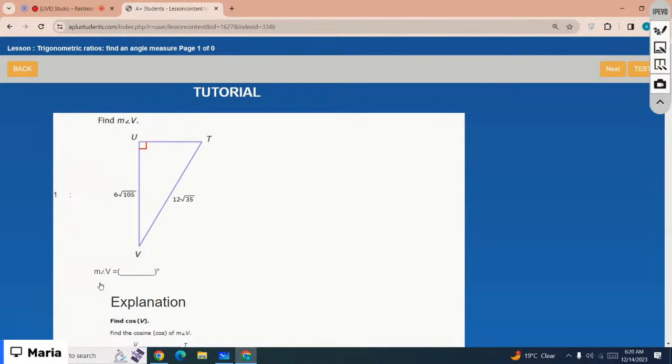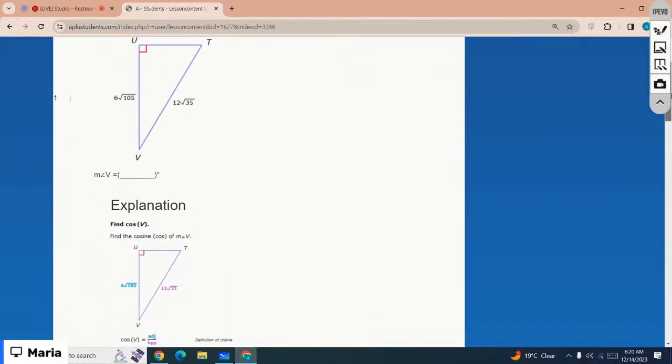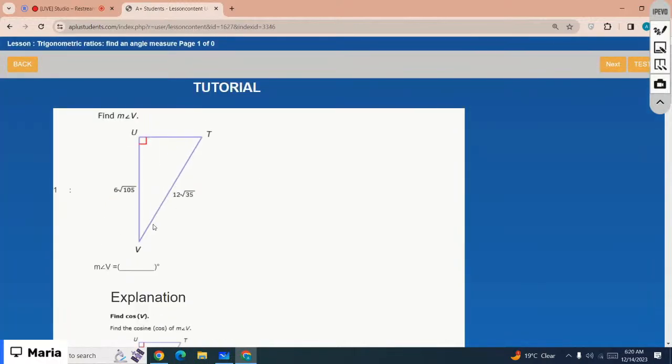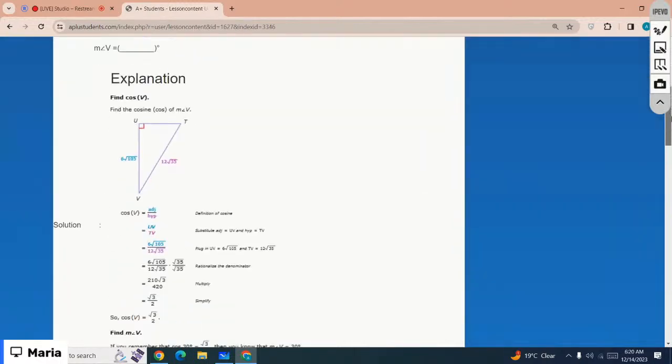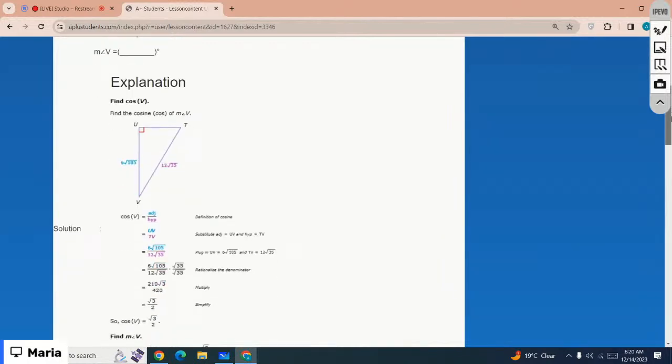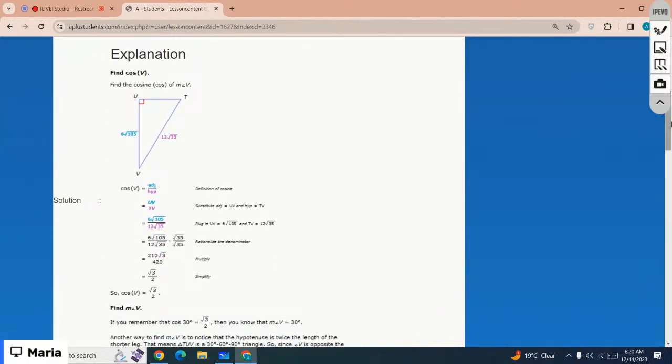Just look at the example. You have to calculate the angle V, right? Here is angle V. So let's calculate using cos of angle V. Cos of angle V is adjacent divided by the hypotenuse. So that would be 6 square root 105 divided by 12 square root 35.